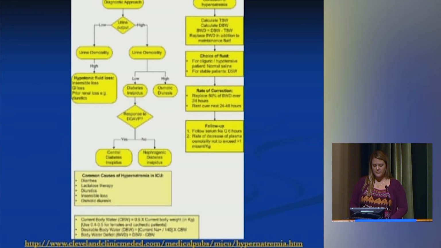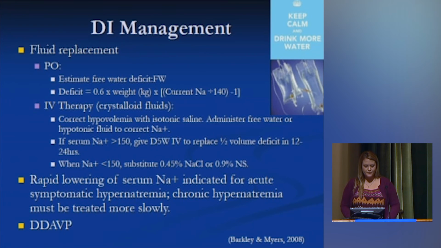This is just sort of a busy diagnostic approach. I don't know if you'll have access to these slides, but I'm a visual learner, so I like algorithms. And this is another one that helps you decide. One of the things that I find interesting is DDAVP, which obviously we use to treat DI. If it's nephrogenic DI, you're not going to really have a response to that DDAVP. So that's kind of going to help you determine.